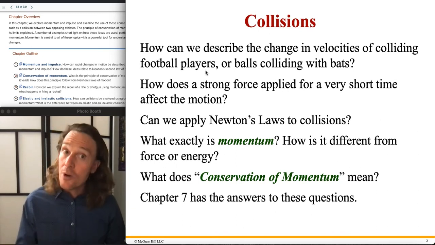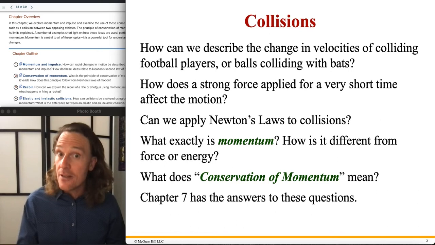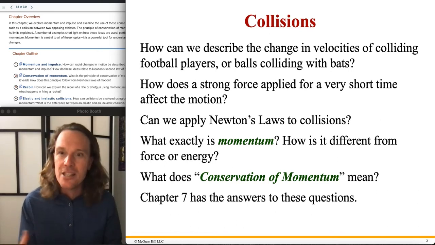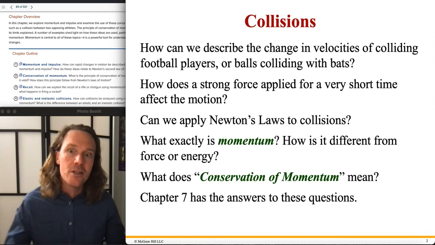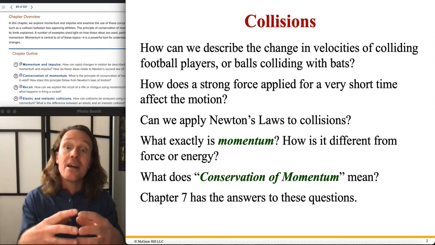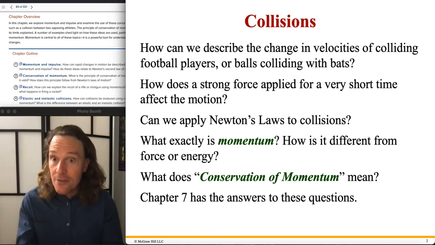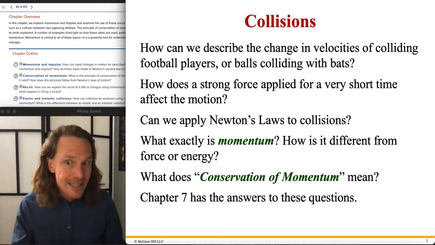So, how can we describe the change in velocities of colliding football players, or balls colliding with bats? How do we solve for that system? How do we have a predictive model that says these two things are going to hit together, and this is how fast they're both going to be going after the collision? Maybe because they have different masses, or they came in with different initial speeds. How do we anticipate what will happen?